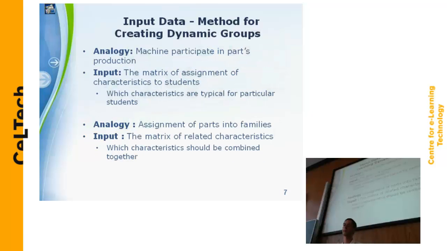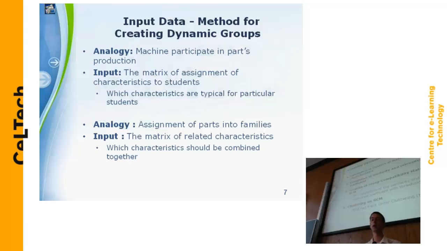Input data to our method consists of two matrices. Similarly, as some machine participates in producing a particular family of parts, also a student has a list of characteristics which are typical for him or for her. And in addition, similarly, as parts are grouped together into families of parts, also some characteristics should be combined together to bring much more effective and successful collaboration.